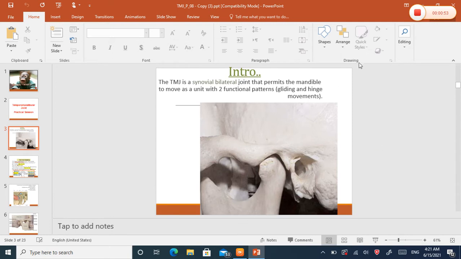The temporomandibular joint is a synovial bilateral joint that permits the mandible to move as a unit with two functional patterns: gliding movement and hinge movement. Hinge movement is for the lower area, and gliding movement is for the upper area.